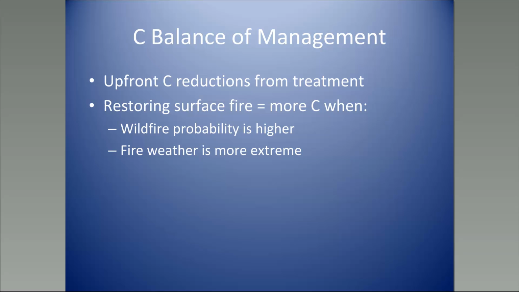So in thinking about the carbon balance of management in the Dinkey Creek watershed, we've got these upfront carbon reductions from treatment. We're thinning, removing carbon, reducing the carbon stock through thinning, and then we're also putting carbon into the atmosphere with regular prescribed burning. But what we see is that when we restore surface fire, we end up with more carbon in the system when extreme fire weather is more common. And so we've got more of the area that is experiencing a different relationship with fire as it burns across, even under these higher wind speed, drier conditions.